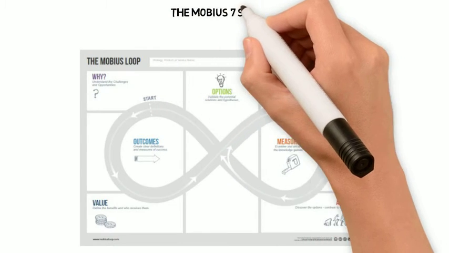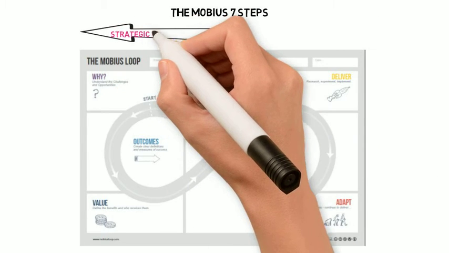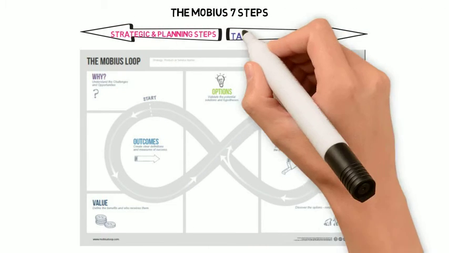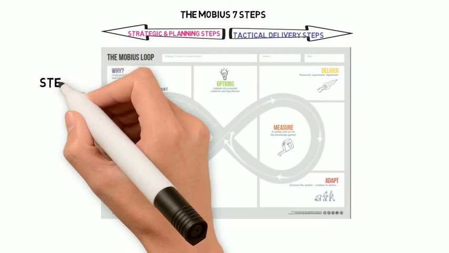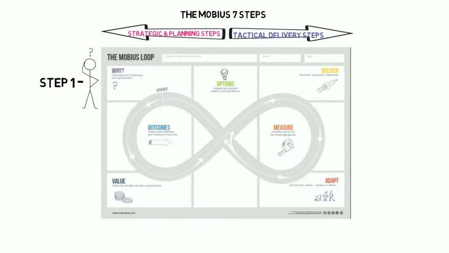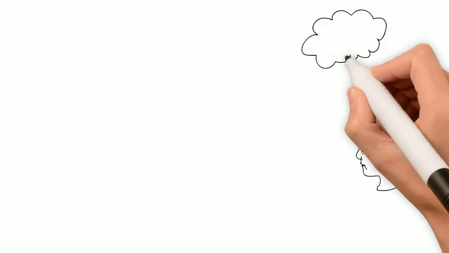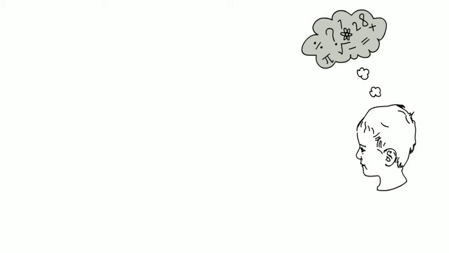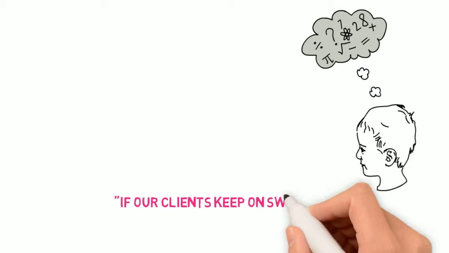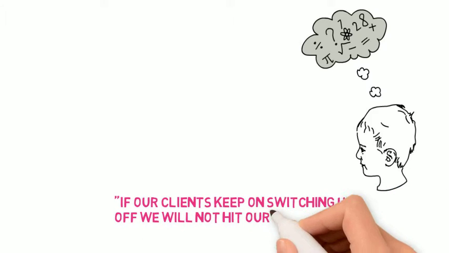So Mobius has just 7 steps, with strategic, discovery and planning steps on the left, and tactical delivery steps on the right. Step 1, why? So the team start with a challenge or idea. What challenge or problem are they wanting to put their collective effort into? They clarify the problem they're trying to solve with a crisp and succinct problem statement. If our clients keep on switching us off, we will not hit our targets for the year.